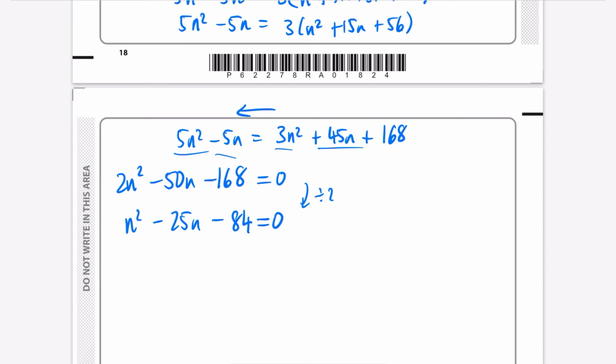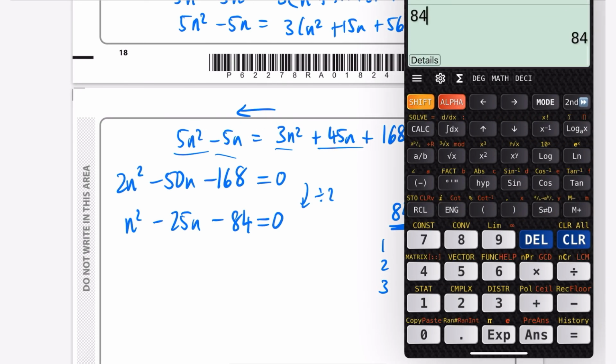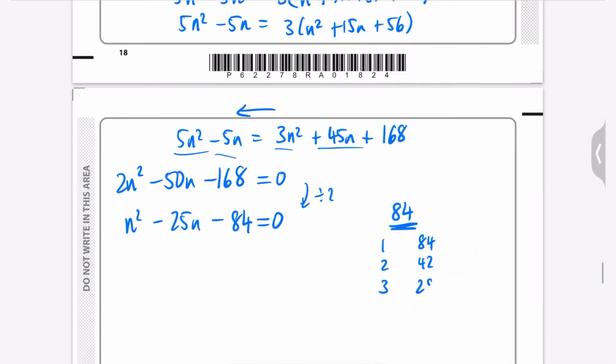This is definitely going to be able to factorize. So I'm going to think about the number 84 and what numbers multiply to give 84, and then I'm going to find them that add to minus 25. Well, it could be 1 and 84, but it's not that. It could be 2 and 42. Let's see if 3 goes into 84. So I'll do 84 divided by 3. Oh, it's 28. So I actually think we can see it's going to be this one, right?